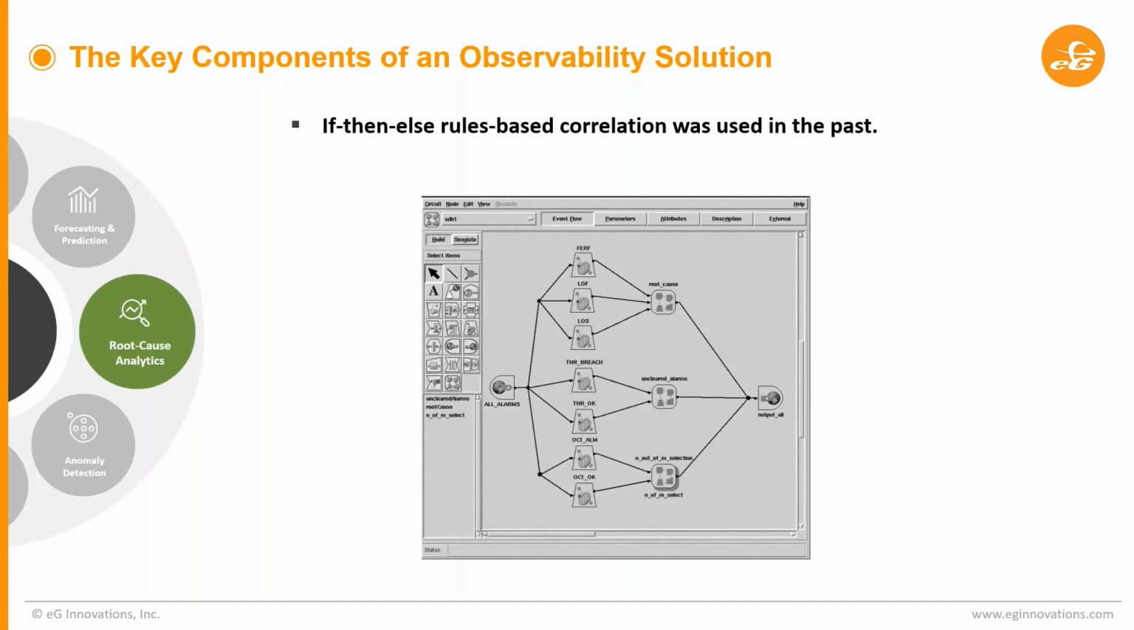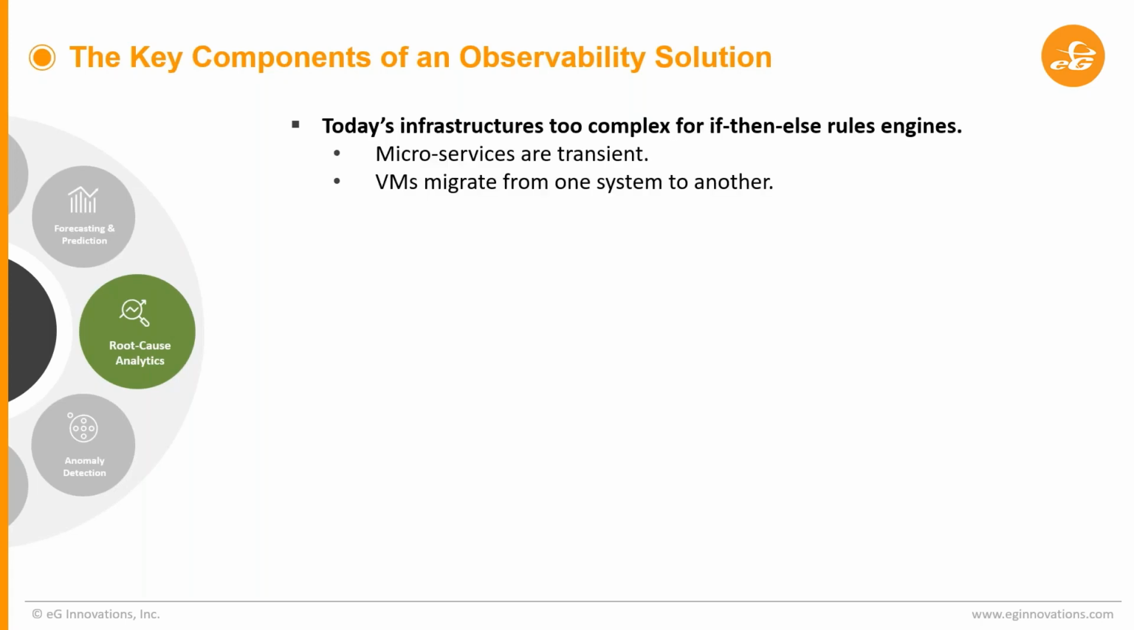Now, in the past, people used to use if-then-else rules. You used to have a rules engine. This is from a legacy monitoring tool used in the 90s, where you would create rules in order to be able to say where is a problem. Today, rules-based engines are not possible.